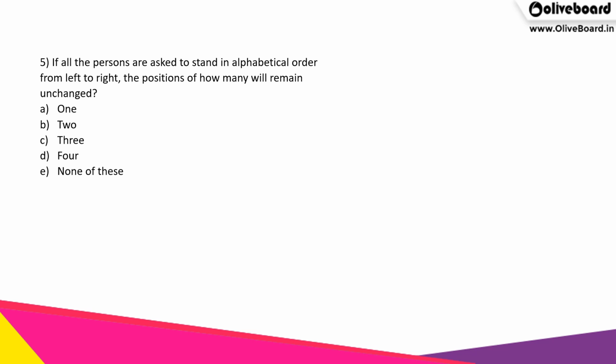The last question. If all the persons are asked to stand in alphabetical order from left to right, the positions of how many will remain unchanged? So here, if we start from one point and if we move ahead, only one person is there who will be at the same position, which is C. So the correct answer here is 1, which is C.